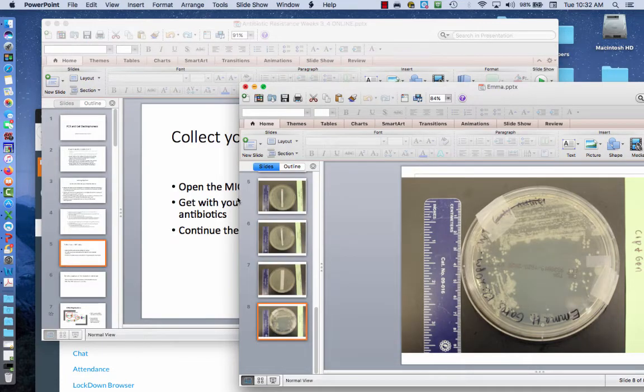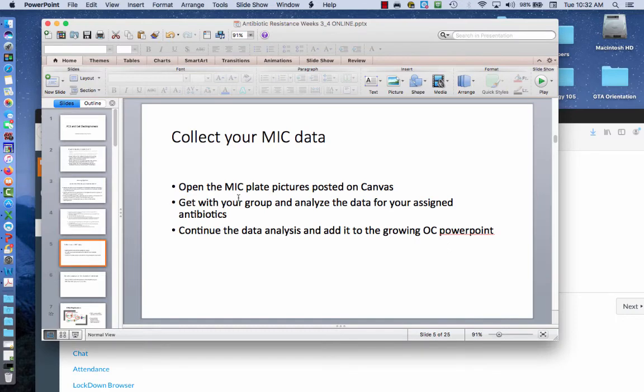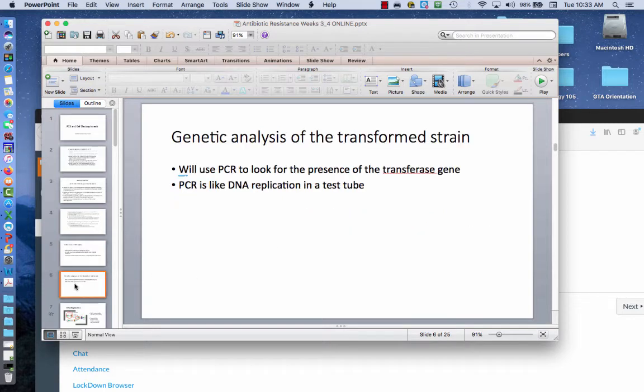All right, so go to your Canvas site, open the MIC plate pictures for your group, record and analyze the data for your assigned antibiotics, and add that to your growing PowerPoint.